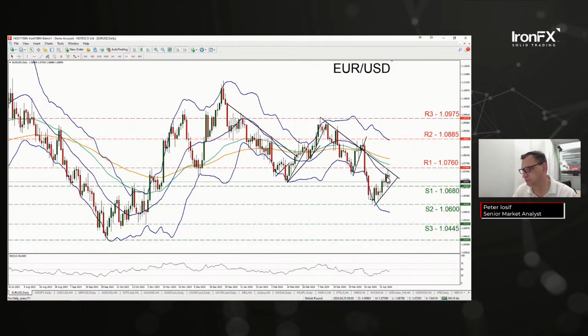In my opinion, for the time being, I would maintain a bias for a sideways motion between the R1, 1.0760, a level which was aimed for on Friday, and the S1, 1.0680, a level that was tested once, twice, three times, and aimed for here today. So we tend to maintain a bias for a sideways motion.